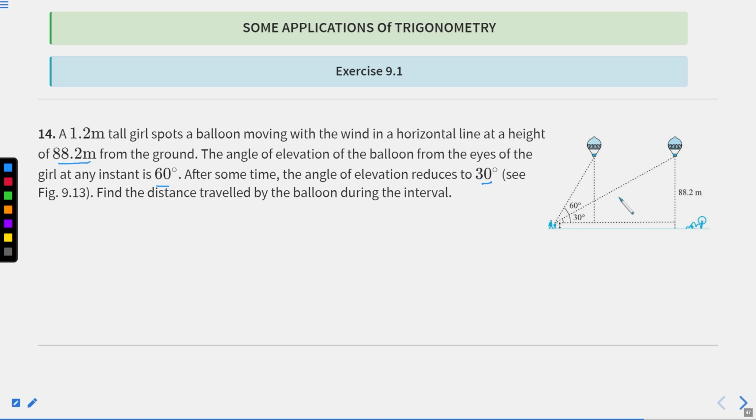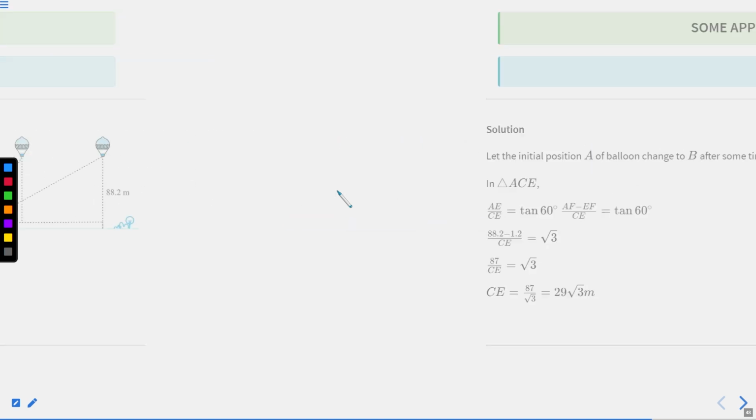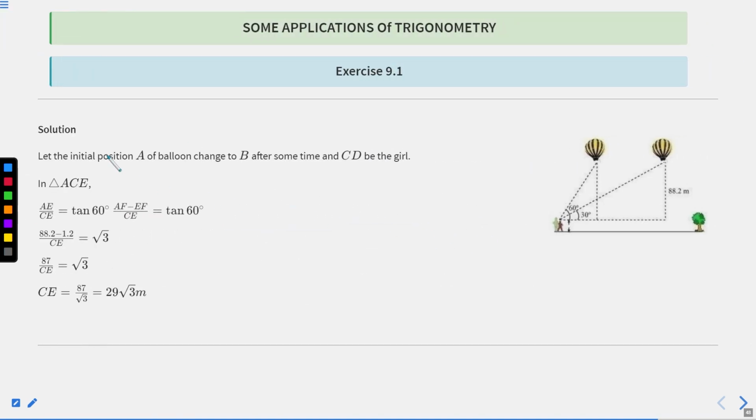So here basically we have to find the distance traveled by the balloon during the interval. So we have to find this distance. Okay, so let us solve it. Here let the initial position A of the balloon change to point B after some time, and CD be the girl.